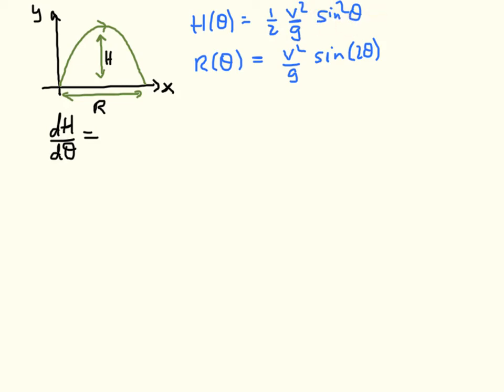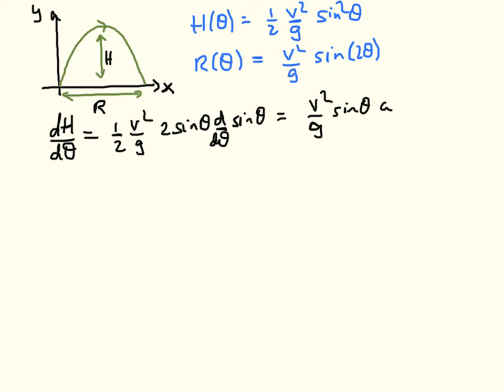Multiply them by the derivative of sine of theta. So we're going to get a half v squared over g times 2 sine theta d by d theta of sine of theta, which is going to be the cosine of theta. So the 2's will cancel and we get v squared over g sine of theta cos of theta.